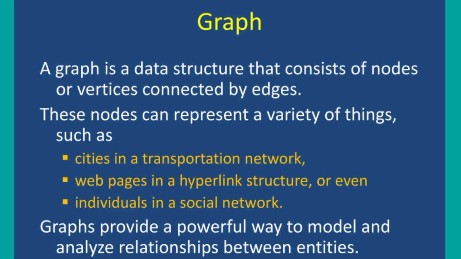Before we jump into the algorithm itself, let's quickly cover some basics. A graph is a data structure that consists of nodes or vertices connected by edges. These nodes can represent a variety of things, such as cities in a transportation network, web pages in a hyperlink structure, or even individuals in a social network. Graphs provide a powerful way to model and analyze relationships between entities.